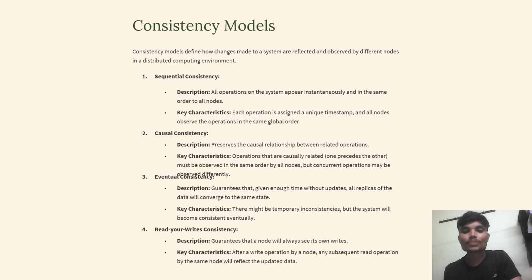Eventual consistency. Guarantees that given enough time without updates, all replicas of the data will converge to the same state. There might be a temporary inconsistency, but the system will become consistent eventually. Read your writes consistency guarantees that a node will always see its own writes. After a write operation by a node, any subsequent read operations by the same node will reflect the updated data.